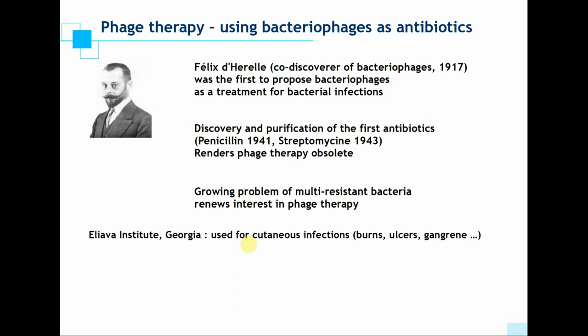Now, one of the big places which is famous for phage therapy is the Eliava Institute in Georgia, which of course used to be part of the Soviet Union. And they didn't really have access to a lot of antibiotics during the 1940s, 50s, and 60s. So they maintained and grew their collection of bacteriophage, which were used in the clinic. And they still do use them.